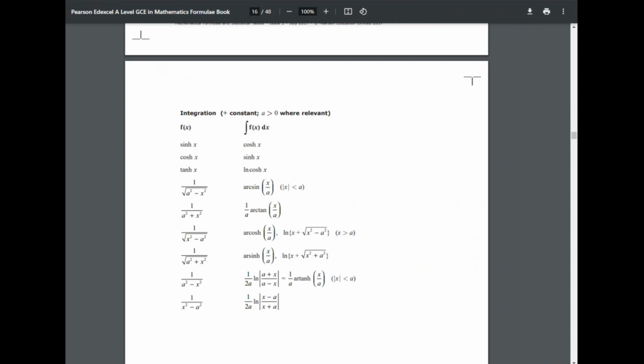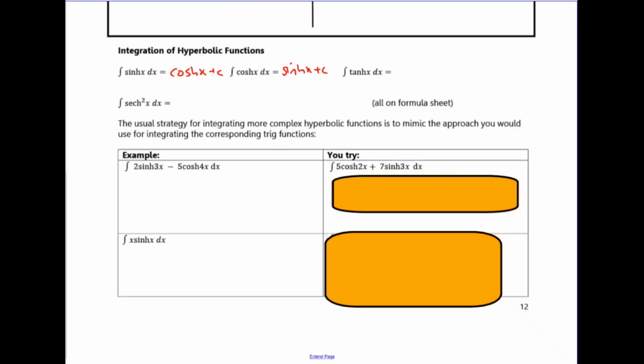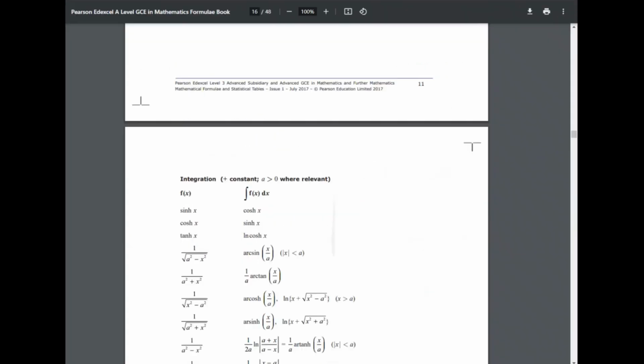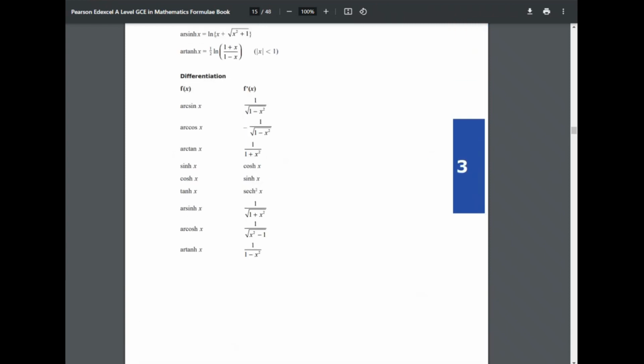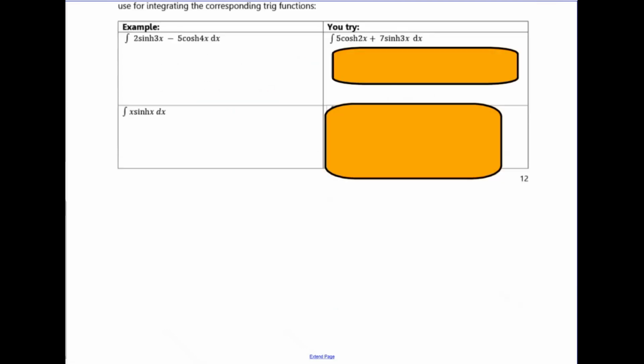This is the formula sheet. So on your formula sheet, there are some results for integration. So integrating tan, it tells you goes to ln cos x. And integrating sec squared isn't on the integration bit, but if you go to the differentiation bit and go backwards, it tells you tan x differentiates to sec squared, so sec squared integrates to tan x, plus c.